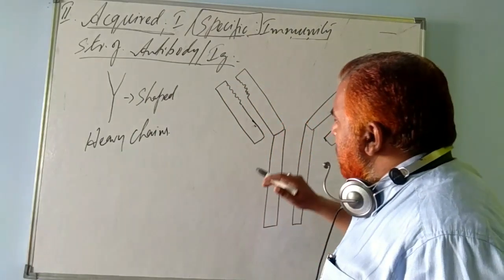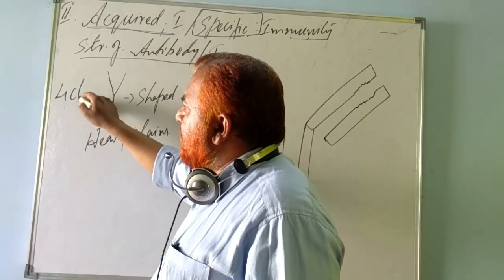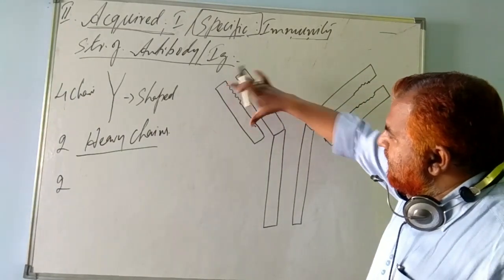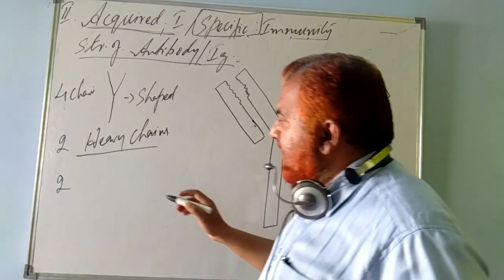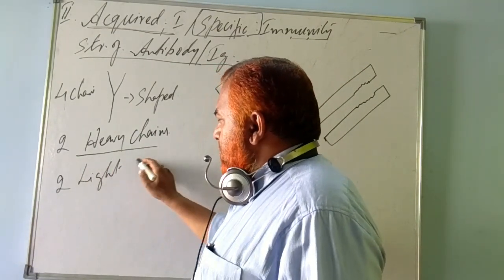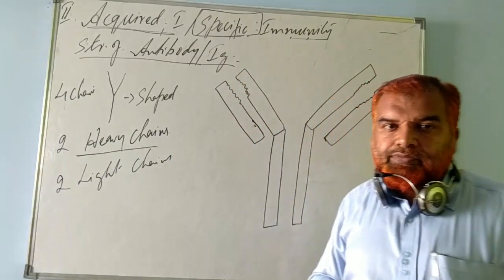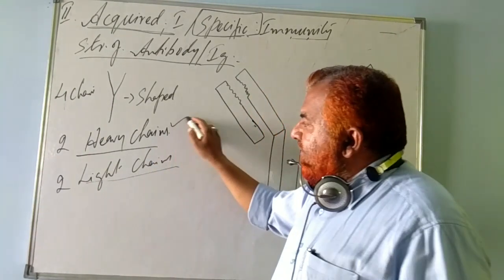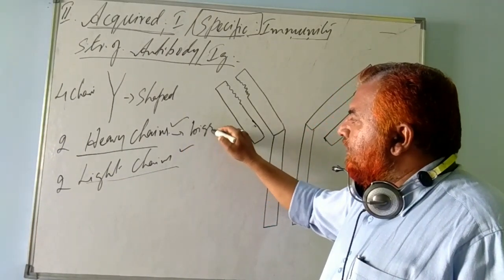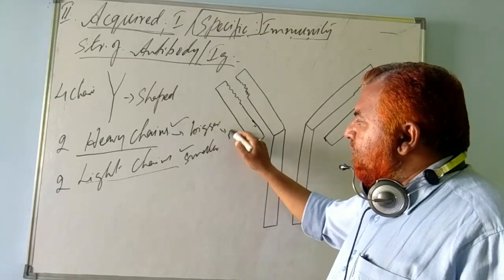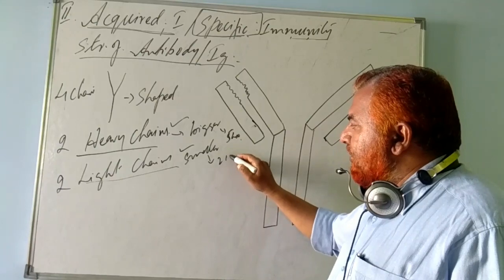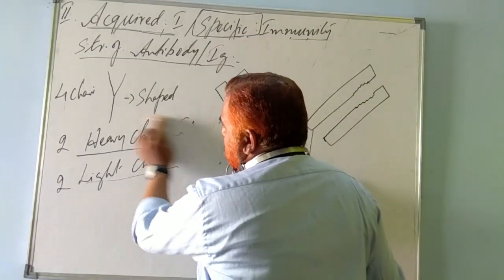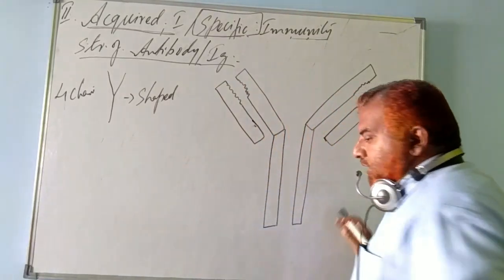Among the four chains, two are called heavy chains. The two smaller ones, this one and this other one, are smaller in length. They are known as light chains. Two are heavy chains and two are light chains. Heavy chains are bigger, light chains are smaller. Heavy chains have 540 daltons in molecular weight, light chains have 240 daltons. Now we will try to label this diagram with explanation in the next class, because time is going faster here.